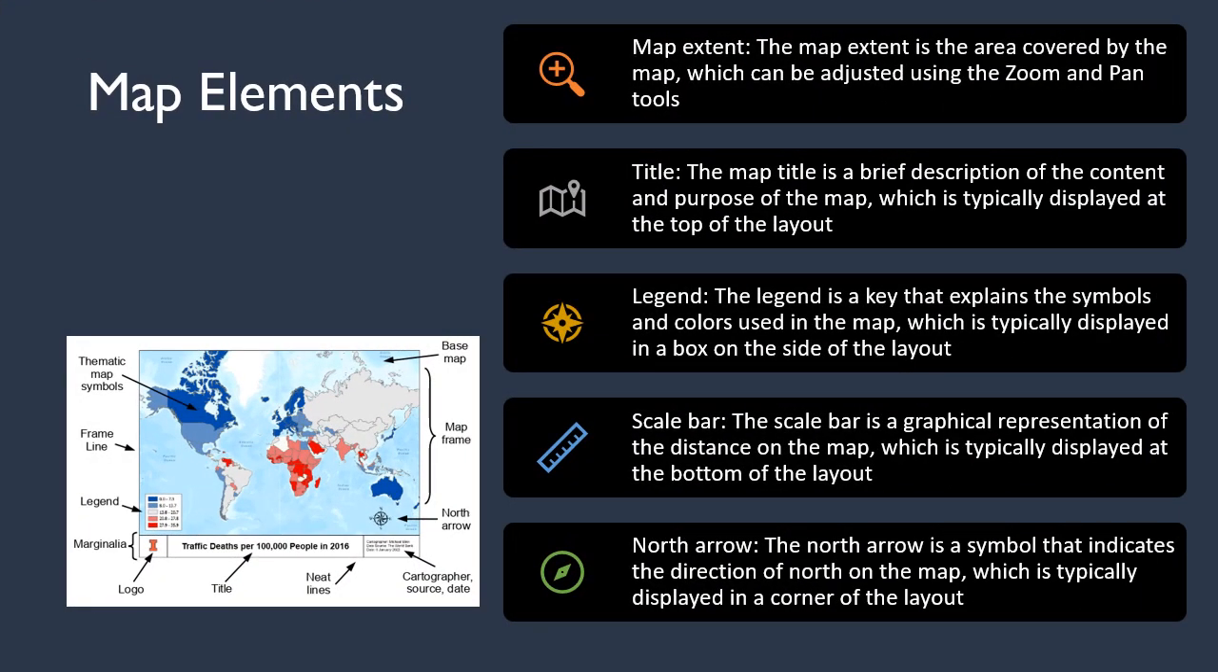In this one, as you can see, what is important is the map elements. What are the map elements you have to focus on? The map extent: you have to zoom and pan your data to adjust it so it can cover the full area. We will demonstrate with the help of software.